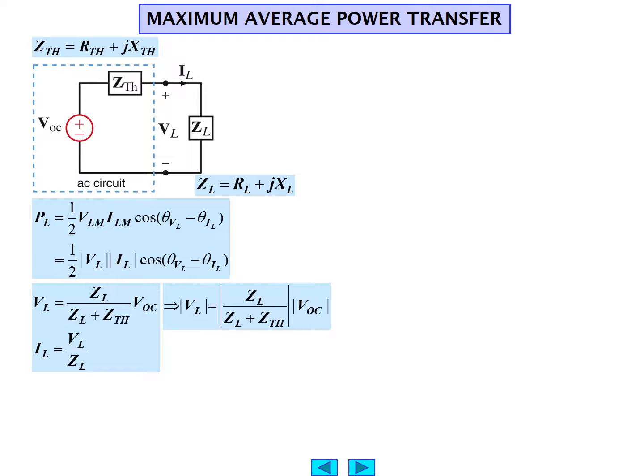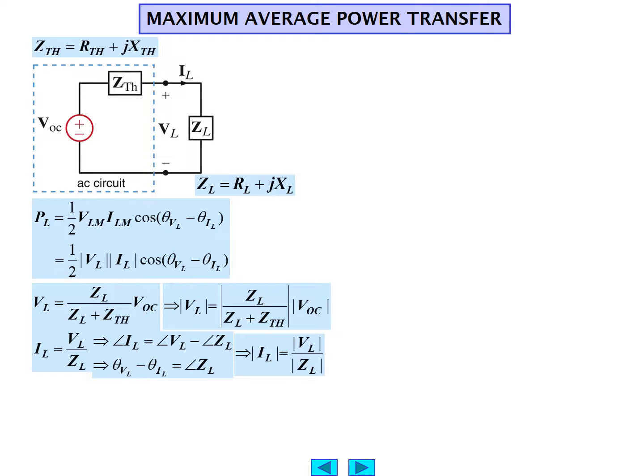From the first equation, we would get that the magnitude of V sub L would be the magnitude of Z sub L divided by Z sub L plus ZTH, times the magnitude of the open circuit voltage. And the angle of the current I sub L would be the angle of the voltage V sub L minus the angle of the impedance Z sub L. Or if you will, the angle theta V sub L minus theta I sub L would be equal to the angle of the impedance Z sub L.